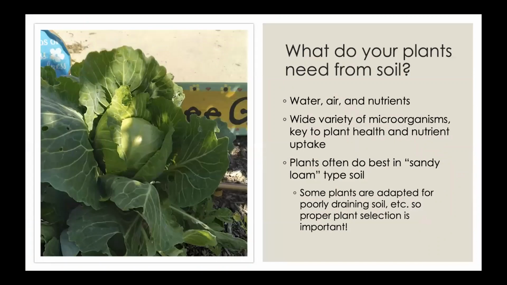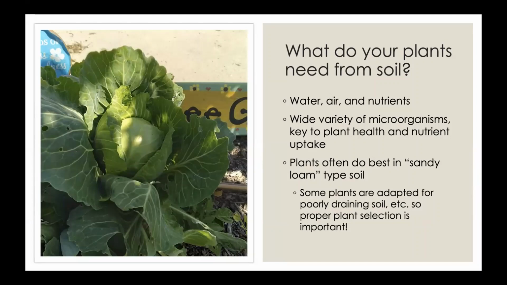All right, so first let's talk about what your plants need from the soil. Three main things: water, air, and nutrients. And soil contains a wide variety of microorganisms such as bacteria and fungi. And these microorganisms, or microbes, help promote plant growth and also prevent disease by their activities in the soil.